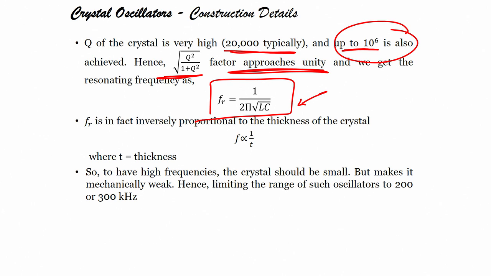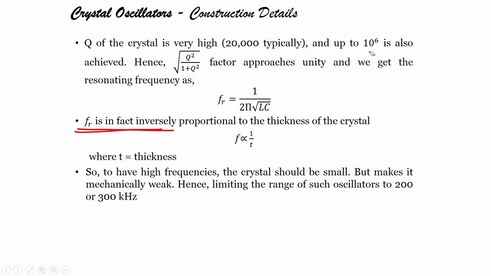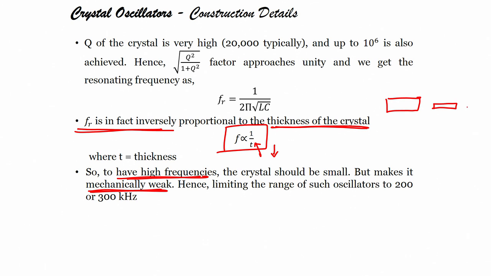Another fact we have to understand is that the resonant frequency of a crystal is inversely proportional to the thickness of the crystal. That is why we write F is inversely proportional to the thickness T. So for higher frequency, thickness should be small, but that makes it mechanically weak. As you decrease the thickness of the crystal, it becomes mechanically weak. The thicker one is mechanically strong. The thin one can be used at higher frequency because thickness is low, but mechanically it is weaker.